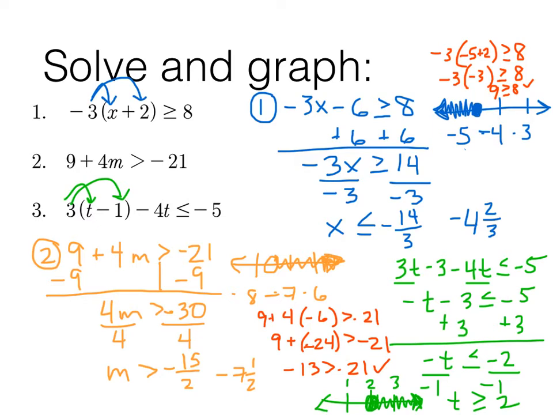So remember, in this circumstance, you had to flip the symbol on 2 of them, on 1 and on 3. Notice you did not flip the symbol here, even though this 30 is negative, because I didn't divide by a negative. It's only when I multiply or divide by a negative that I'm flipping that symbol around. Let's try a couple more.